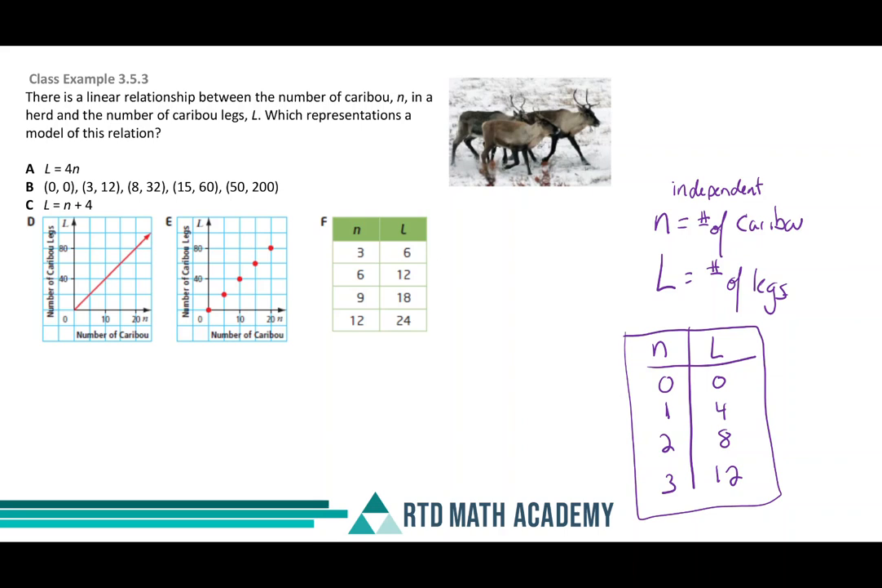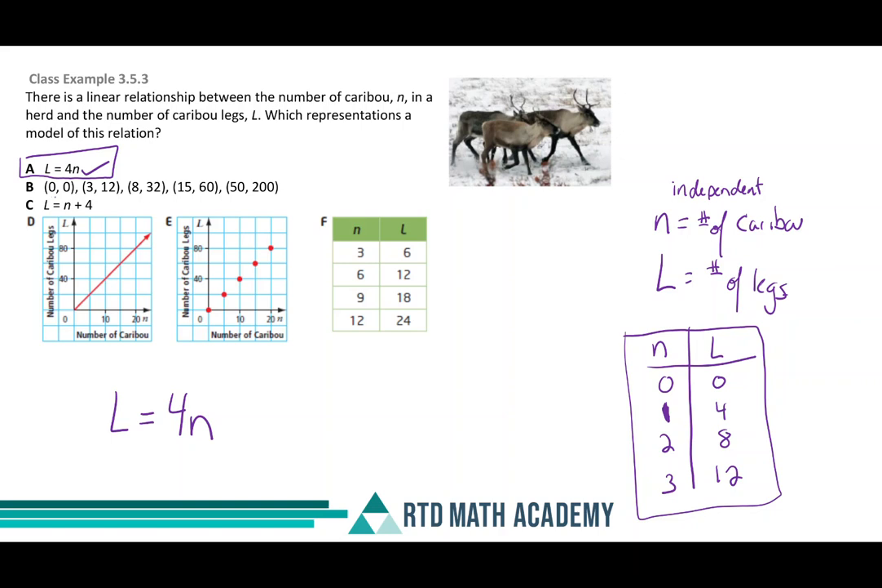Okay, so let's look at A. It says the number of legs is equal to 4 times the number of caribou. That's exactly how I got this table, right? 1 times 4 gave me 4. 2 times 4 gave me 8. 3 times 4. So definitely A shows the situation.